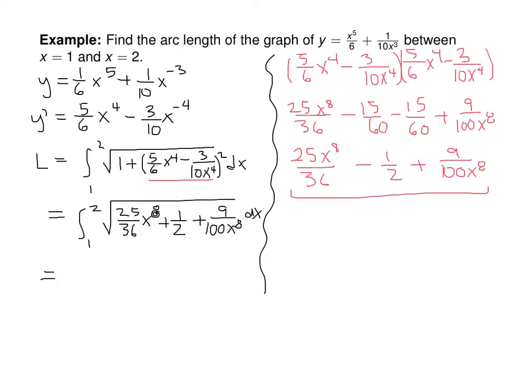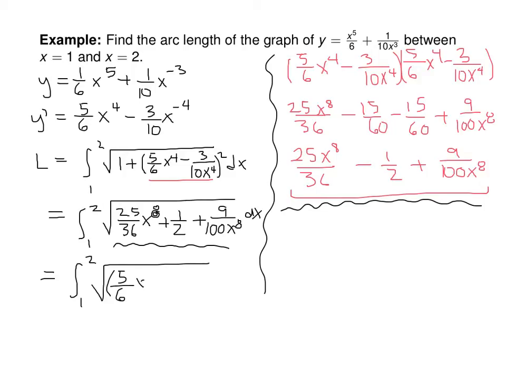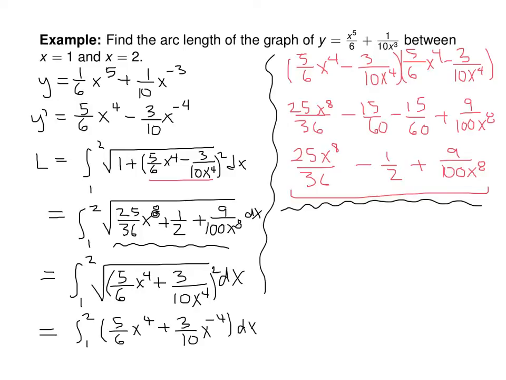And if you look at this and think about the fact that that came from 5/6 x to the 4th minus 3/10 x to the negative 4th, the quantity squared, and instead inside this integral we have a plus 1/2 instead of a minus 1/2, the stuff inside the root sign will factor into 5 over 6 x to the 4th plus 3 over 10 x to the negative 4th, all squared, which is actually pretty lovely because then the root cancels the square, and we have the integral from 1 to 2 of just plain old 5/6 x to the 4th plus 3/10 x to the negative 4th, which we can then apply the power rule to.